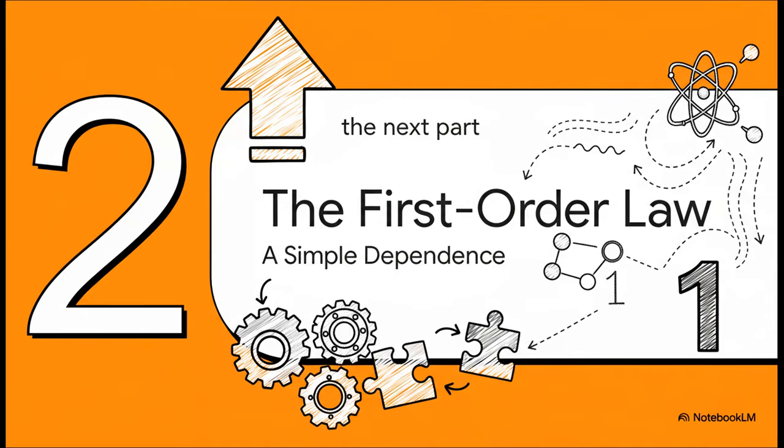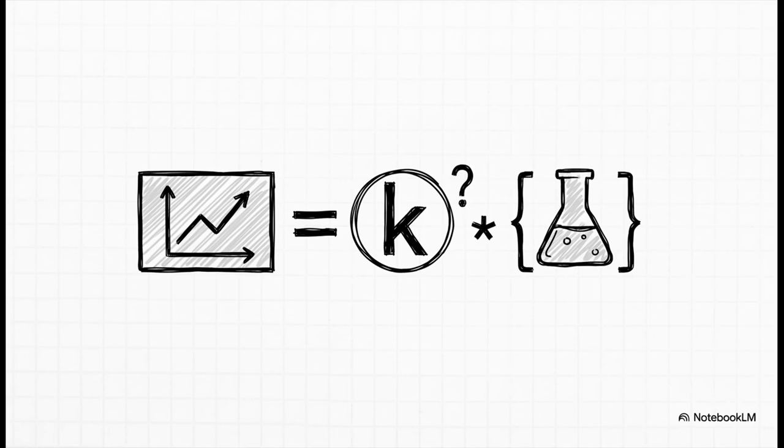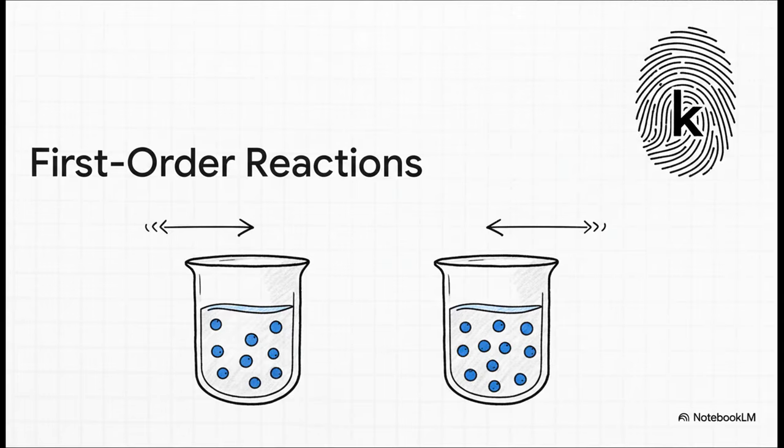What in the world makes a reaction first order? This right here, this is the key equation. It's called the first-order rate law. And all it's saying is that the rate of the reaction is equal to some constant, we call it K, multiplied by the concentration of one of the reactants. It's a really nice, simple relationship. So what does that actually look like? Well, in a first-order reaction, if you double the concentration of that one special reactant, you double the reaction speed. It's that simple. And that little K there, that's the rate constant. Think of it like a unique fingerprint for every reaction at a certain temperature. And finding the units for that K, that's our whole goal here.